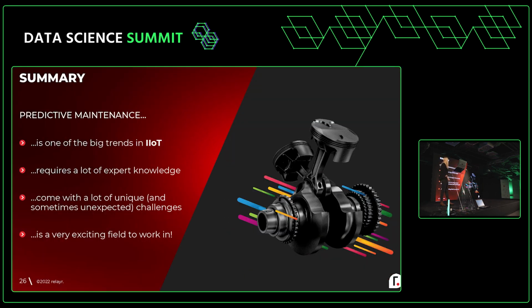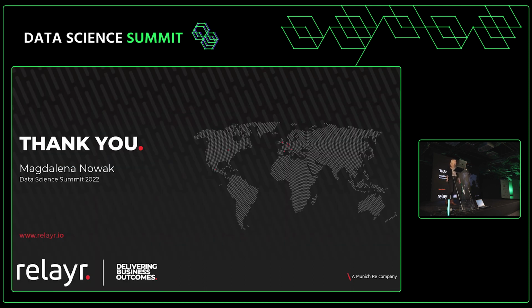Okay, to sum this up, predictive maintenance in 4 quick lines. Predictive maintenance is currently one of the biggest trends in industrial IoT. It requires a lot of expert knowledge, as you've seen, and comes with a lot of unique and sometimes quite unexpected challenges, at least for the people who come from outside the industry. But to be quite honest, it's also a very fun field to work in, even if you don't get to visit this factory and do this 2-hour ride to the broken machine. Okay, thank you. This is all from me.